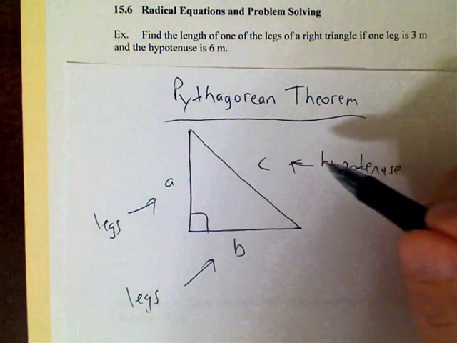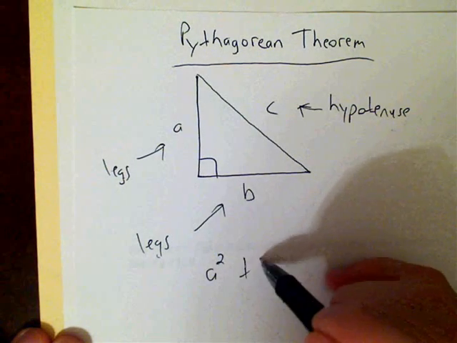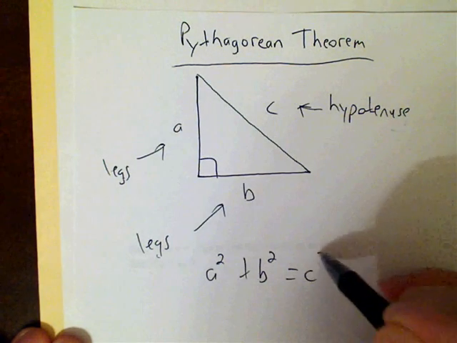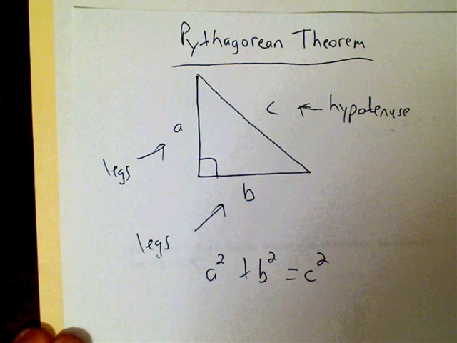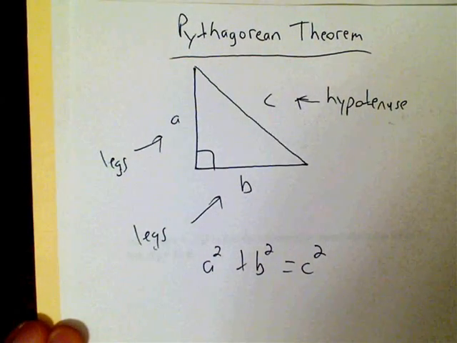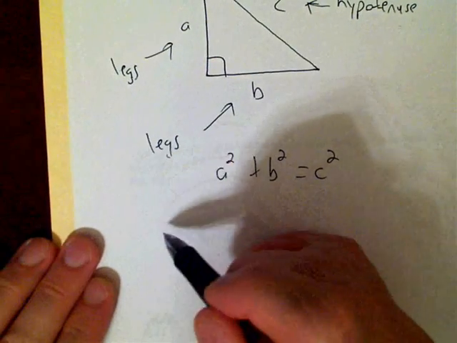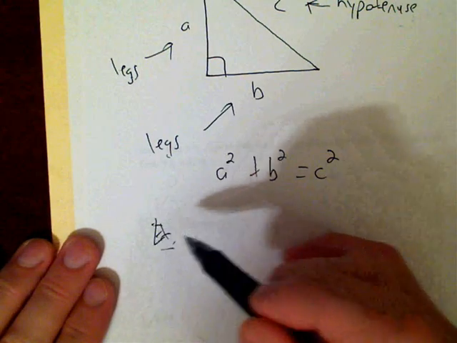is always C. So in symbolic notation, that would be A squared plus B squared equals C squared, or C squared equals A squared plus B squared. I like to write it as ABC because that's how I was taught my alphabet, so that's why I do it that way. Let's do a quick example using a drawing.